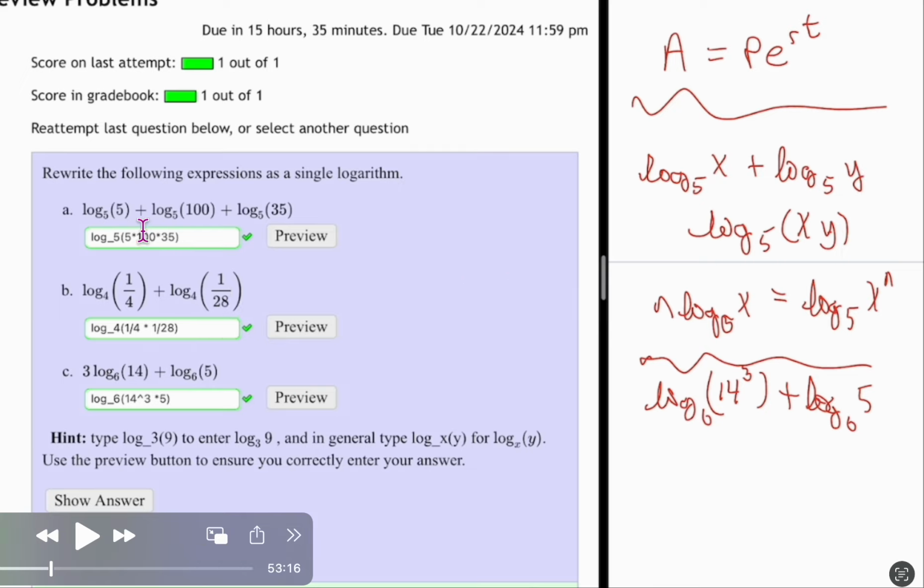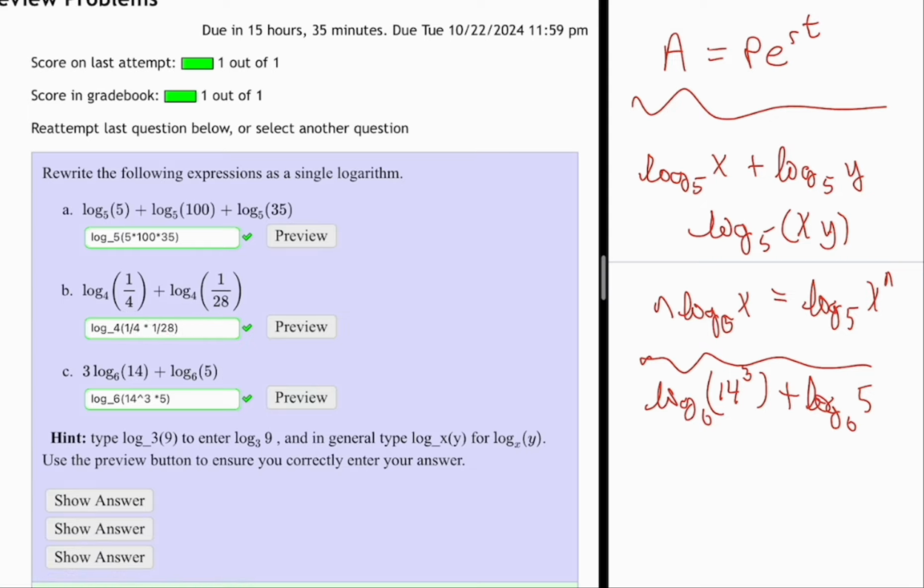So in question A, I have just put the log base 5 as log underscore 5, and then in parentheses, I just multiplied those things since each one of them was positive. So you'll notice I just put 5 times 100 times 35. I let iMath do the work. Same thing for B. That would be the log base 4 of 1/4 times 1 over 28. I let iMath do the work.